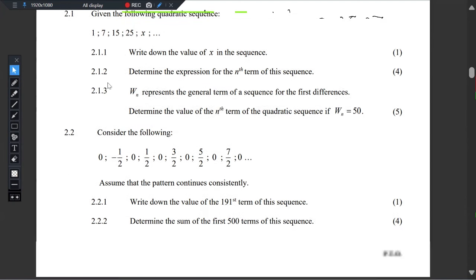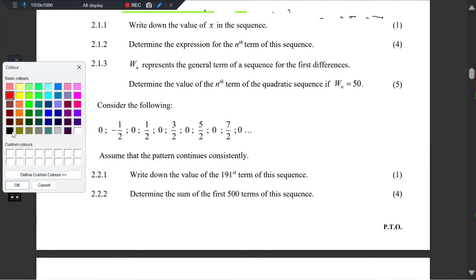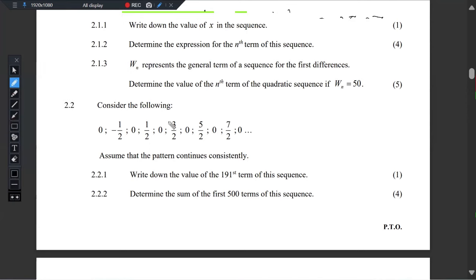Then let's proceed. 2.2, it says, consider the following. Now we've talked about this pattern here, whereby now they start to give you 2 alternating patterns, right? So consider the following. Assume that the pattern continues consistently. For 1 mark, they say write down the value of the 191st term of this sequence.